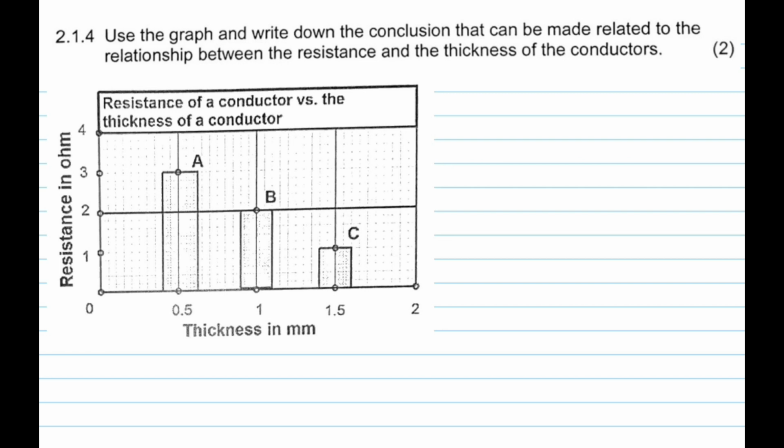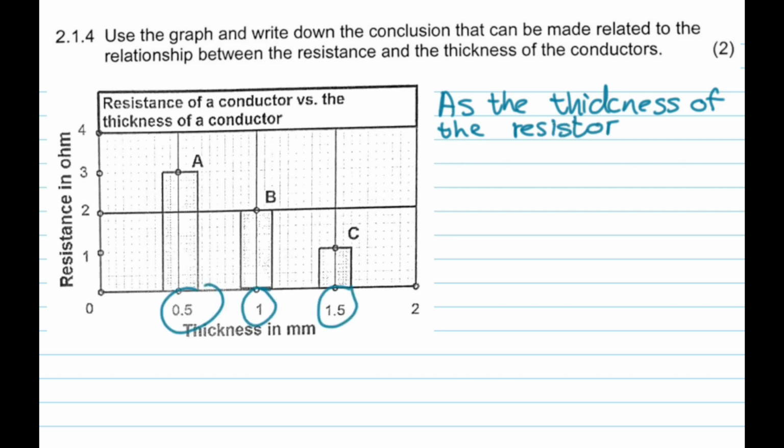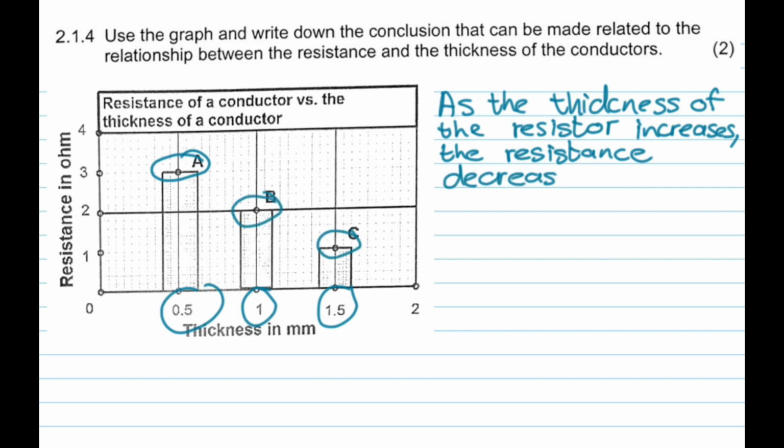So let's have a look at how you would write that. First of all, you're going to start with your thickness of the conductor. You're going to say, as the thickness of the conductor increases, because if you look at your graph, it went from 0,5 to 1 to 1,5, so it increased. Then we look at our resistance, which is our dependent variable, and now you have to see what happens to the resistance. It was 3, then it became 2, then it became 1, so the resistance decreases. So as the thickness of the resistor increases, the resistance decreases.